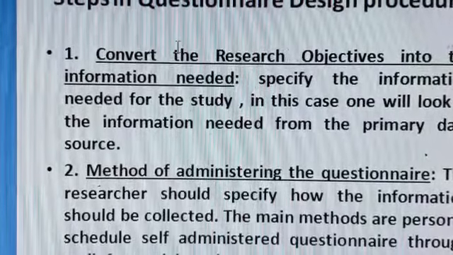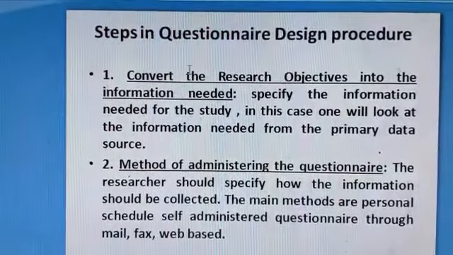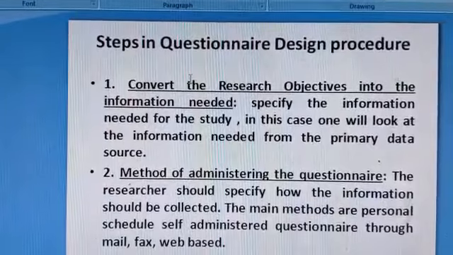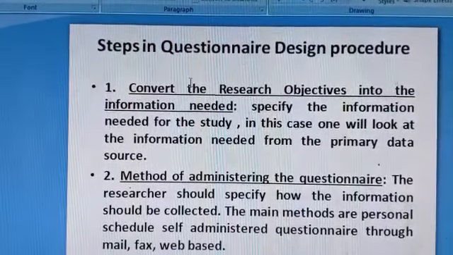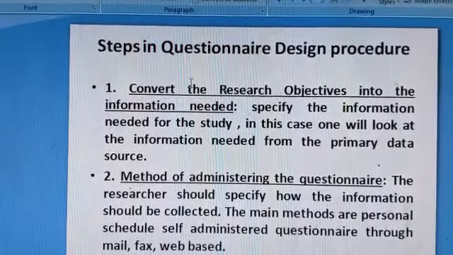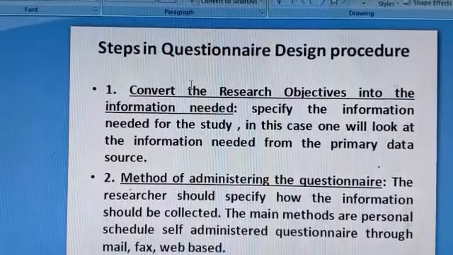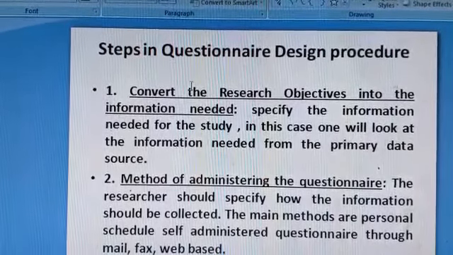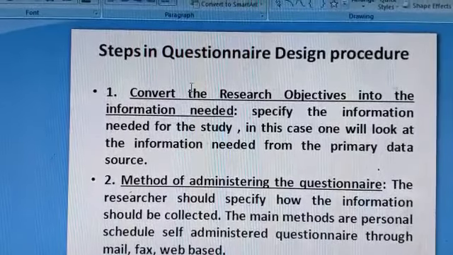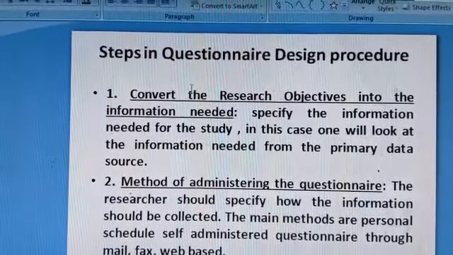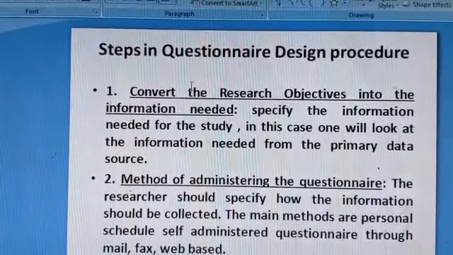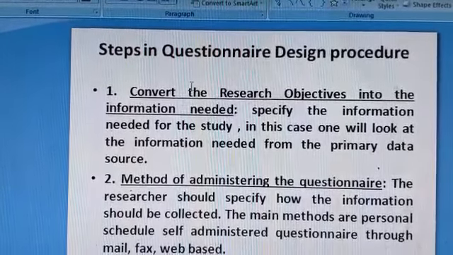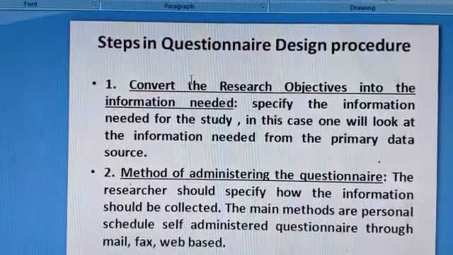When we look into the questionnaire design, normally we go for the steps in the questionnaire design process. First step, you convert your research objectives into the information needed, and specify the information that is needed for the study, basically looking into the primary data source. So the first step is what is your objective, and depending on the objective what information you require. So it has to be clearly specified.